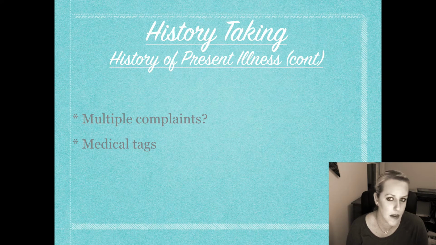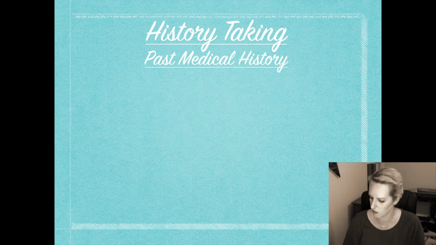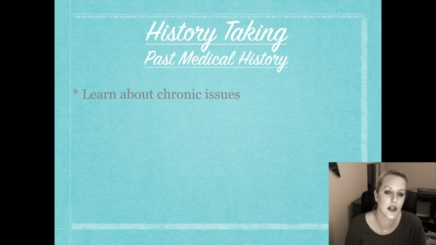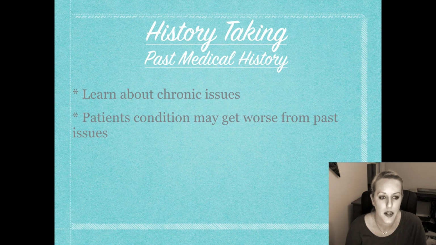Also look for any medical tags that may be on your patient. A lot of times they're wearing a necklace or a bracelet. So now their past medical history. Remember that we want their pertinent medical history. We want to learn about any of their chronic issues that they have. Knowing that the patient's condition may get worse from those past issues, or it may stem from those past issues. If they have diabetes and they're unresponsive, I'm definitely going to check their blood sugar.